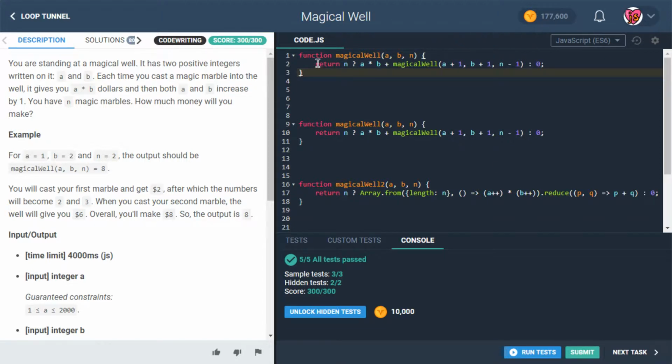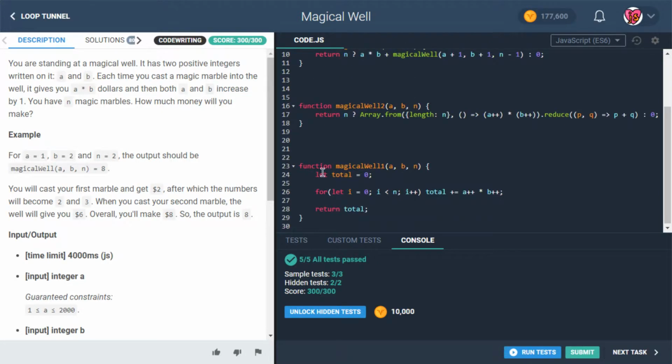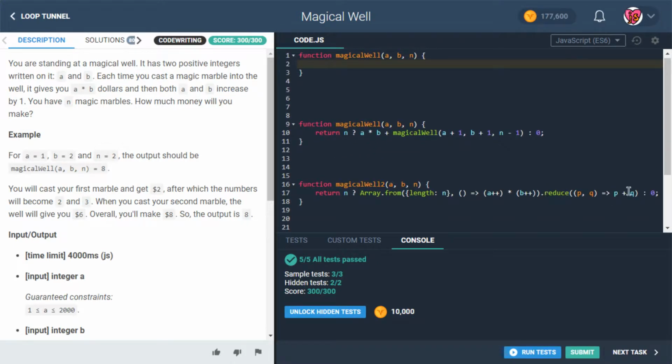Okay, so at this point, we've looked at a number of ways of doing this. We found we could do it with a loop. We could do it with arrays and array built-ins. We could do it with recursion. Could we do it using the power of math?